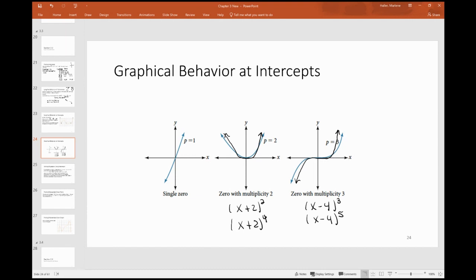Now, we're not going to focus a lot on these very high exponents here, but please do know that if the multiplicity is 1, or the exponent is 1 on the factor for the zero, it'll cross right straight through the horizontal axis. If it's a multiplicity 2, it'll bounce off the axis, like the quadratic function. And if there's a multiplicity 3, it'll cross over, but it'll linger a little bit near that axis.